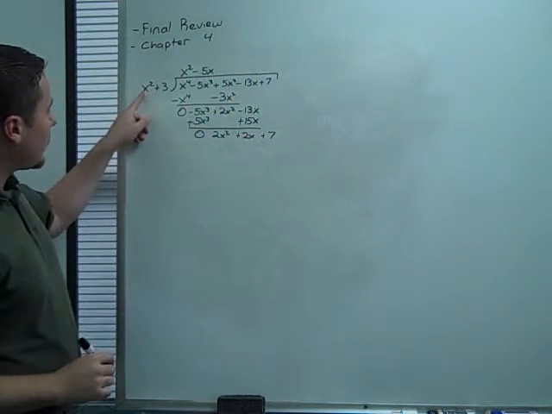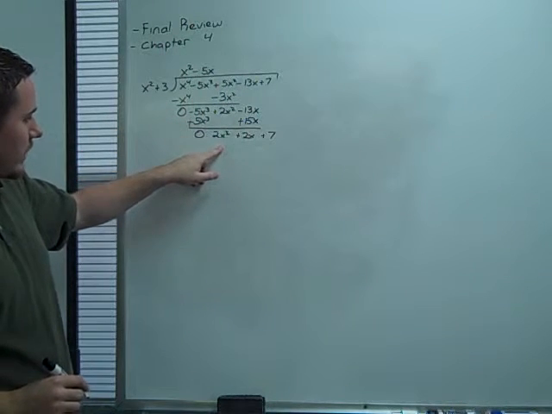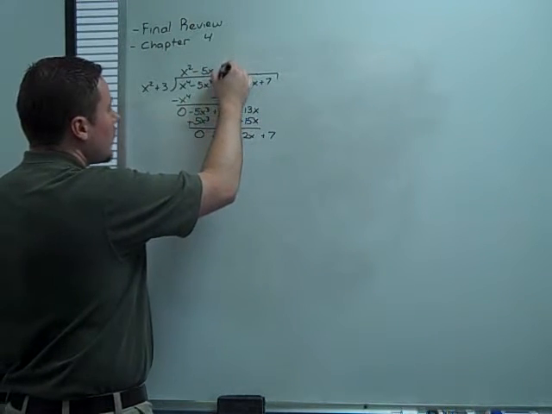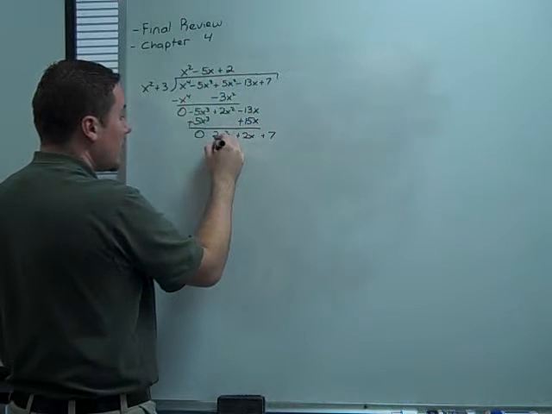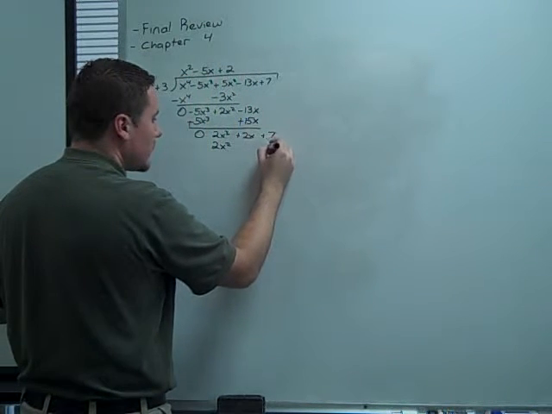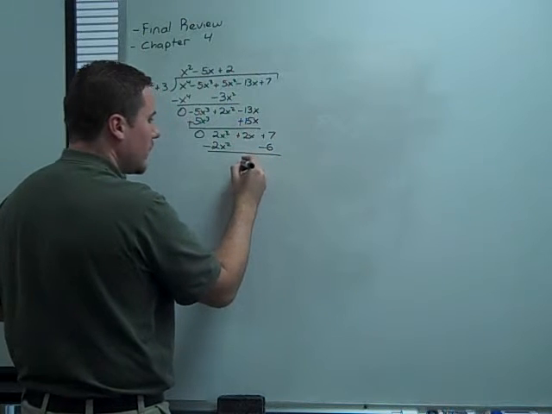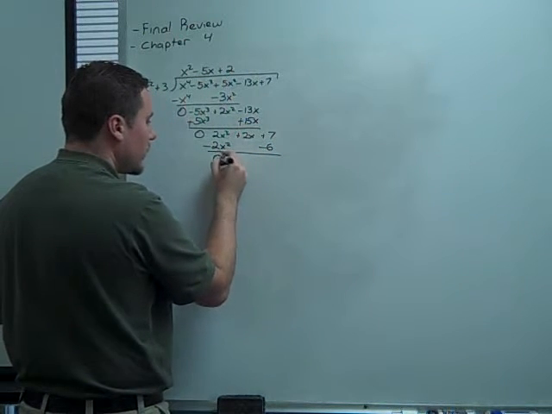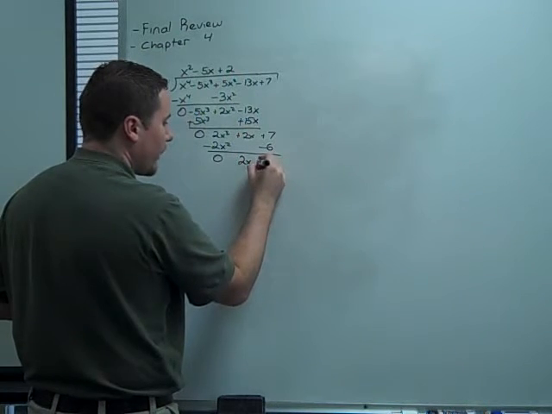So now x squared plus 3 goes into this. X squared goes into 2x squared 2 times. 2 times x squared plus 3 is going to give me 2x squared, 2 times 3 is going to give me 6. Draw the line, change the signs, and combine. I'm going to get 0 here, 2x here, and 1 here.